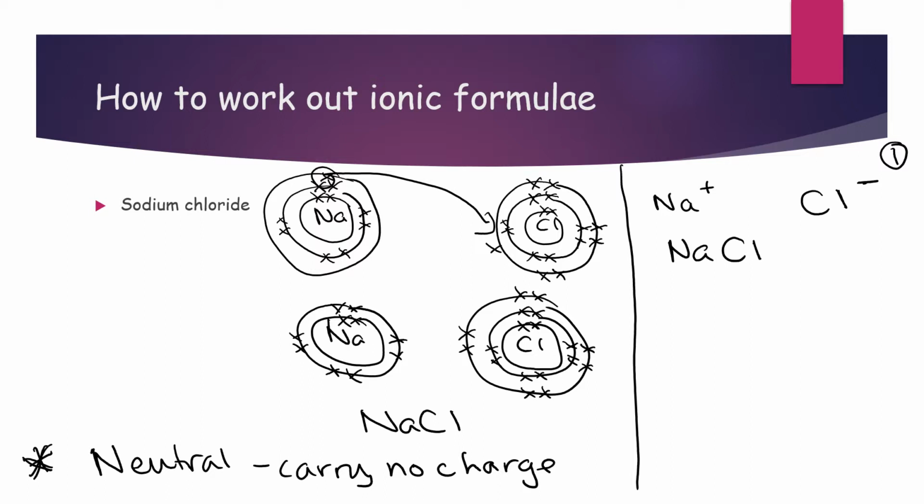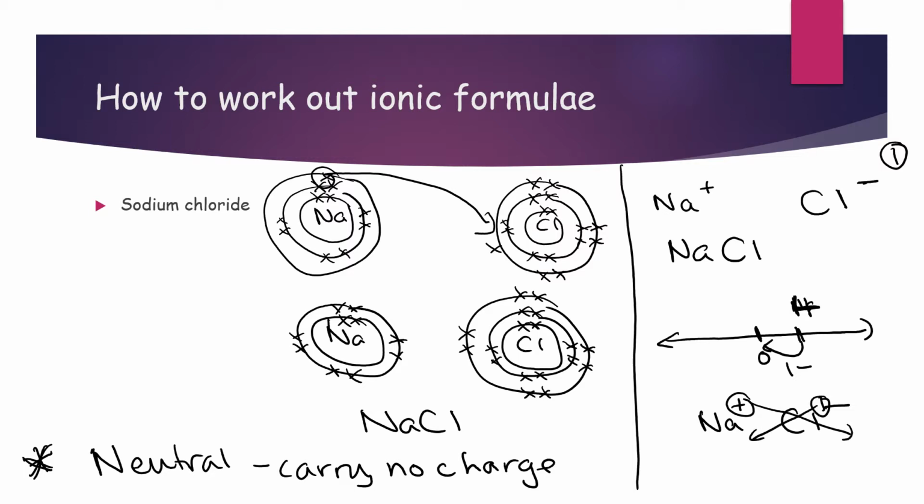Another way of showing it is by using a little number line. Here is our 0. This is where our Na plus sits at 1 plus. And how much do we need to bring it back to 0? We need to have 1 negative. Another way of showing it is swap and drop, but you need to know how that works in order to get the best result. So NaCl is the correct formula.